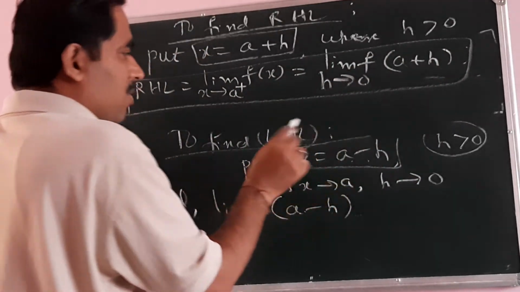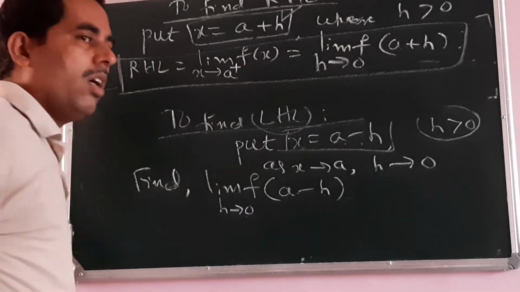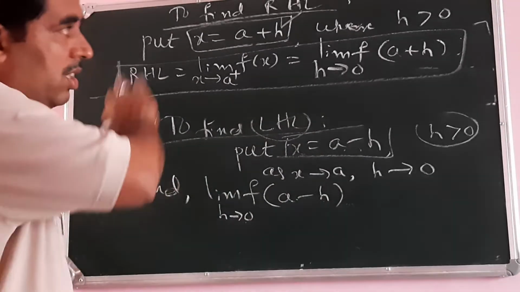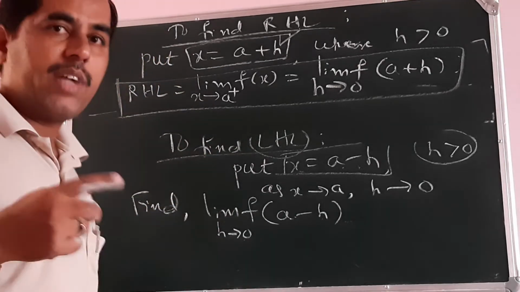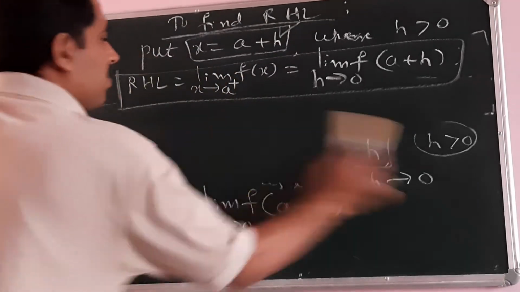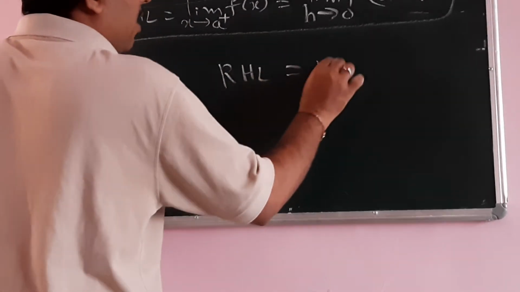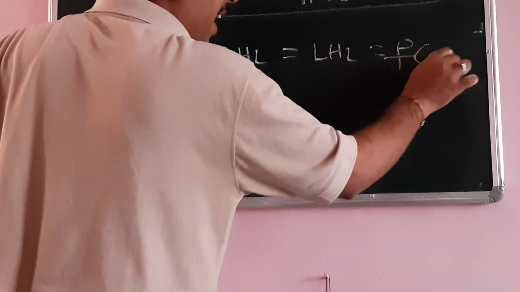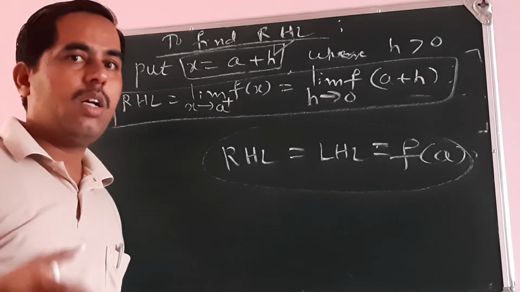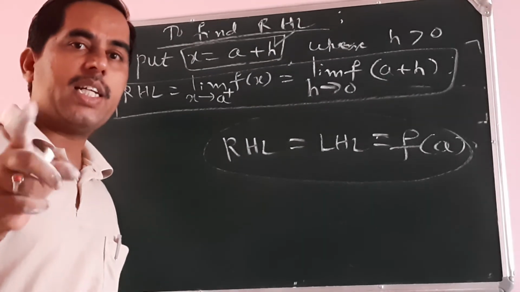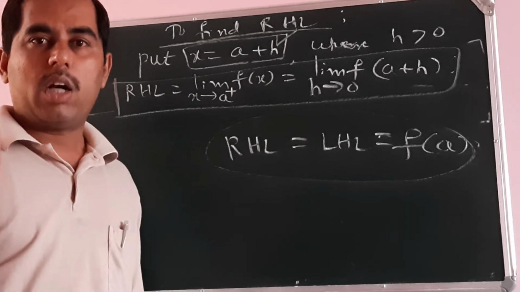So put x is equal to a minus h for the left hand limit, put x is equal to a plus h for the right hand limit, and go on simplifying by considering the given functions. Okay, so this is the procedure to find the left hand limit and right hand limit. After finding the left hand limit and right hand limit, verify whether your right hand limit coincides with the left hand limit and both coincide with f of a. If these things happen, then what is our conclusion? The given function is continuous at the given point. Otherwise, the function is not continuous.